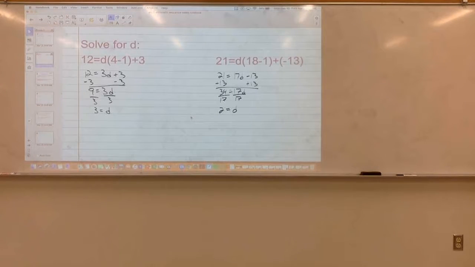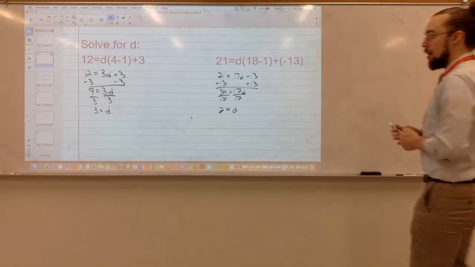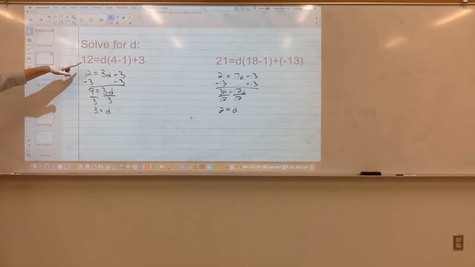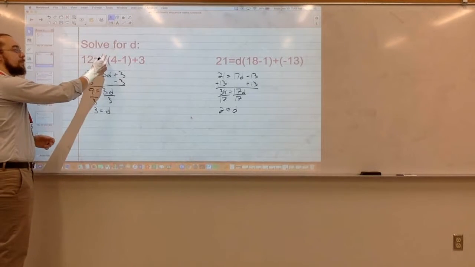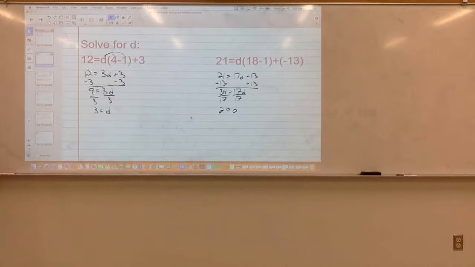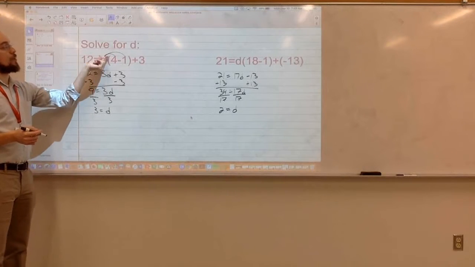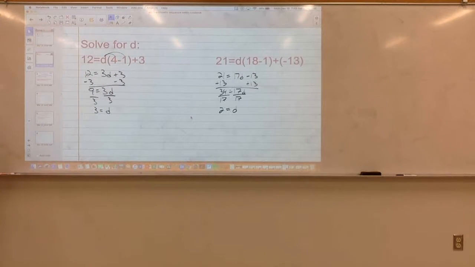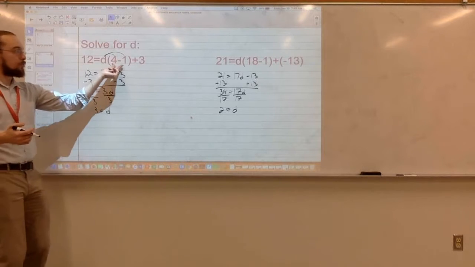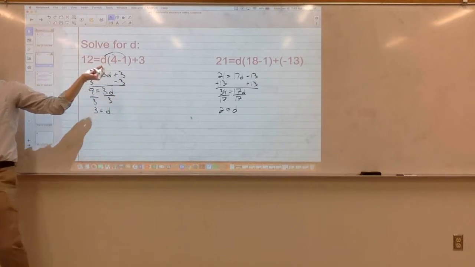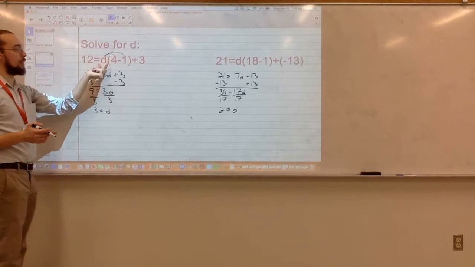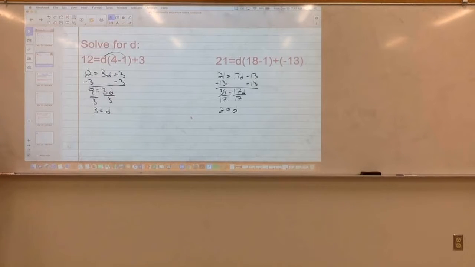We get 3 for the first one and 2 for the second one. So I bet on the first one at least, you were very tempted to distribute this D through. Which would work. We could say we'd have 12 equals 4D minus 1D plus 3, and then combine my D's, get 3D. But it's a lot easier if I have 2 numbers inside of the parentheses to just go ahead and do that addition or subtraction first. So 4 minus 1 is 3. And I can just write that as 3D and solve that 2-step equation.